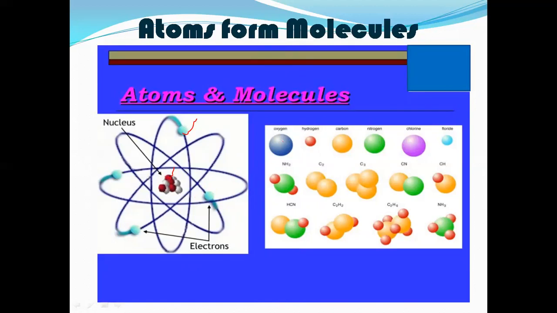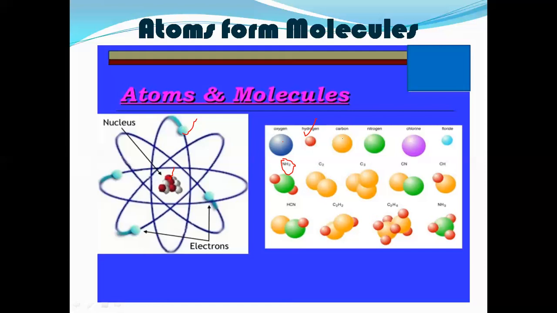If you see here, oxygen, hydrogen, carbon, nitrogen, chlorine, and fluorine, they are atoms because they are just single, but they cannot exist independently. So they quickly combine with other atoms. For example, here you see hydrogen atoms. It combines with the nitrogen. You see this one, this green is nitrogen and these two are hydrogen. So it forms NH2.